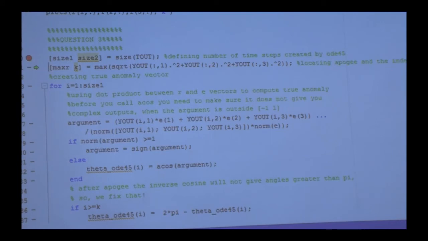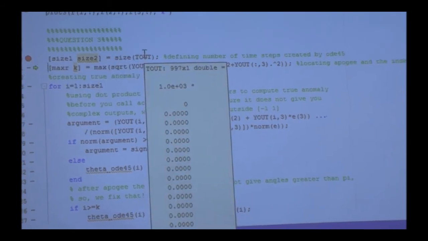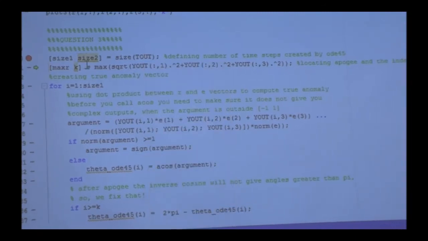Because this is just a bunch of lines of code. You miss a comma somewhere, you swap the order of variables, and nothing works. So here, I'm computing the size of the vector that ODE45 is giving me. And now what I'm doing is trying to find where the apogee is. I know that this trajectory I'm simulating is for just one orbit. So the initial conditions are at perigee, if you check. There I go around half an orbital period, I hit apogee, and then I come back at perigee. So with that instruction here, I'm computing the maximum of the norm of the radius vector.